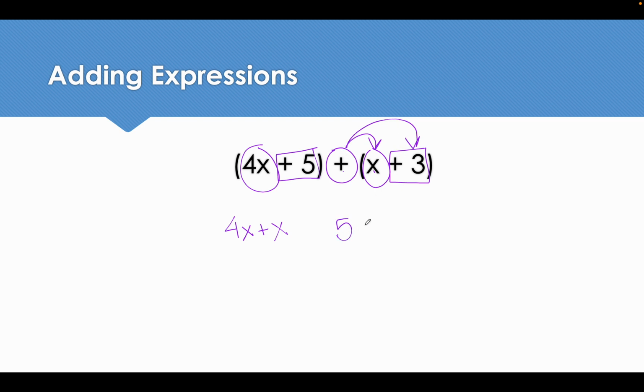So we bring down the 5, we bring down the 3. Notice I didn't put the plus signs in front of them, because a plus 5 is just a positive 5 and a plus 3 is just a positive 3. But I am going to put this plus sign in between them to show that I'm adding them. Once I simplify 4x plus x to 5x and 5 plus 3 to 8, I simply put an addition sign in the middle for my answer of 5x plus 8.